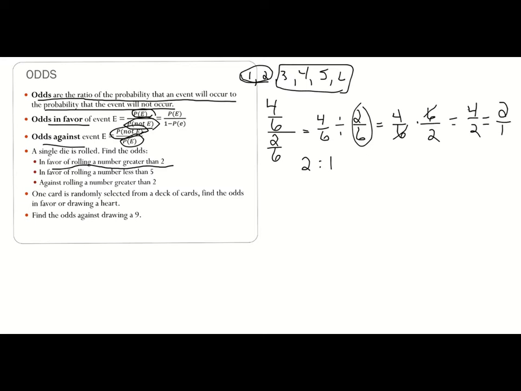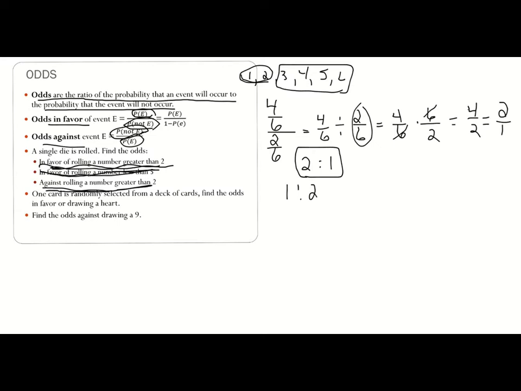Let's see here. I'm going to skip this one because it's going to be the same as above. If we look at the odds against rolling a number greater than 2, here we had in favor of rolling a number greater than 2, and then you have against. To do the opposite of this one, all you do is take the reciprocal. So this is the odds in favor; the odds against would be 1 to 2. You really just take that reciprocal.